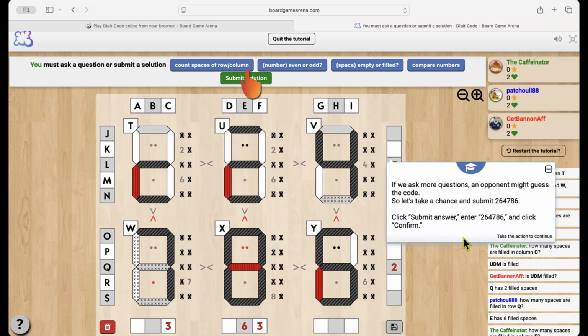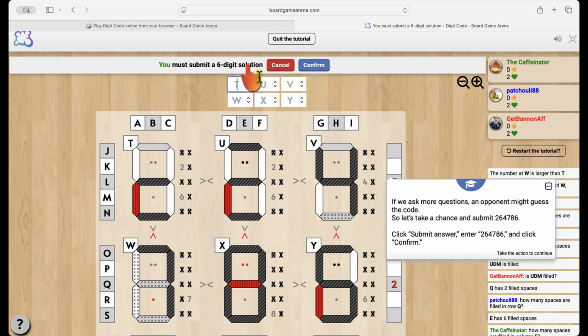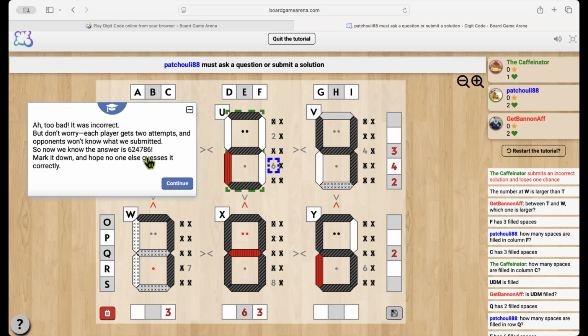If we ask more questions, our opponent might guess the code. So let's take a chance and submit 2, 6, 4, 7, 8, 6. Let's submit solution and type in 2, 6, 4, 7, 8, 6, and click confirm. It's not correct. But don't worry, each player gets 2 attempts because we have 2 hearts. Ours went down from 2 to 1, and opponents won't know what we submitted. So now we know the answer is 624786. Mark it down and hope no one else guesses it.